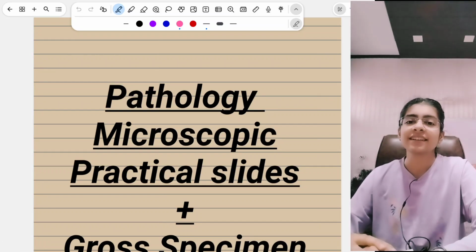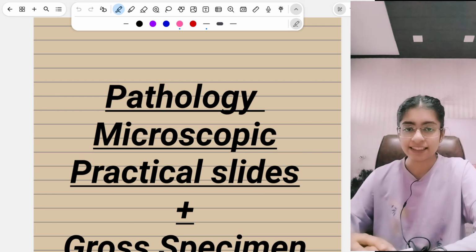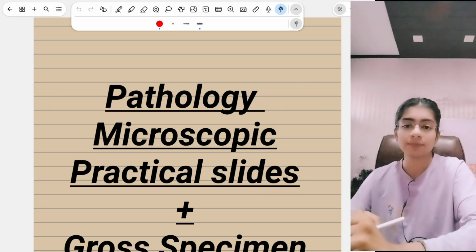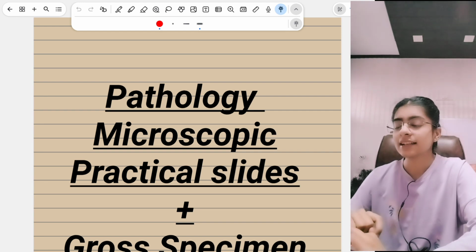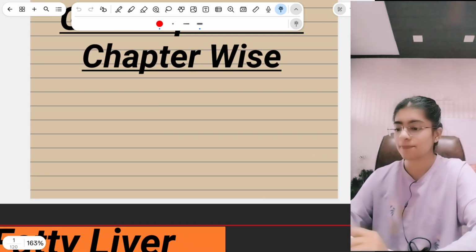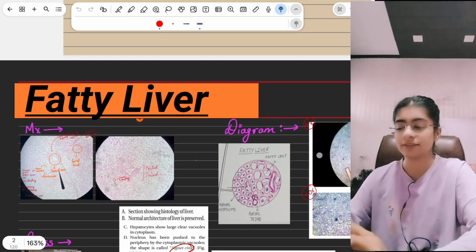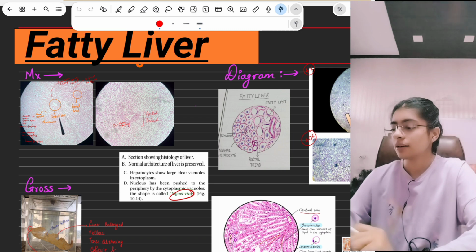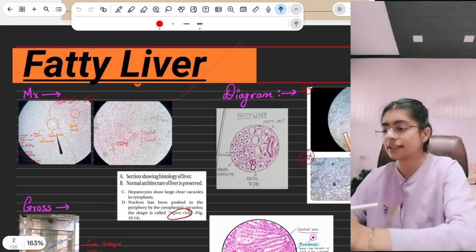We are starting with one of the most awaited series, that is Pathology Microscopic Practical Slides, and gradually we will also move on to the gross specimens chapter wise and how to present them in the Viva. So the first and the most basic slide you will get is of fatty liver.